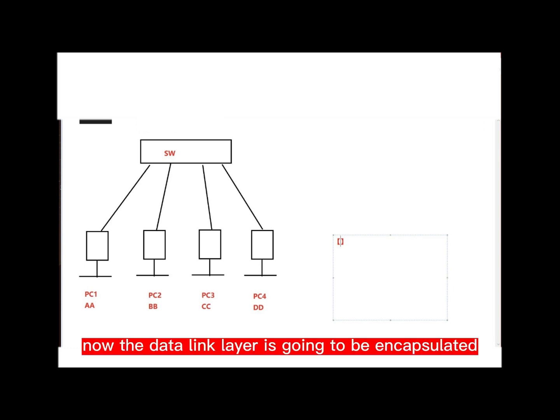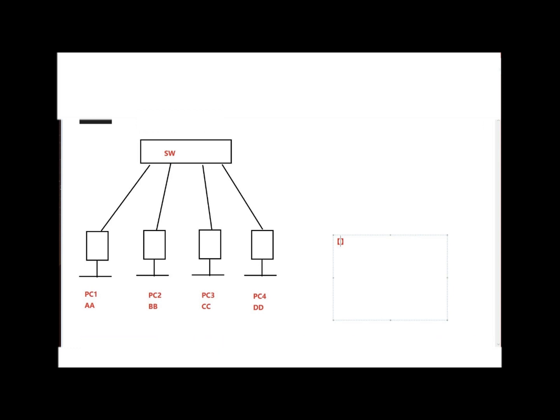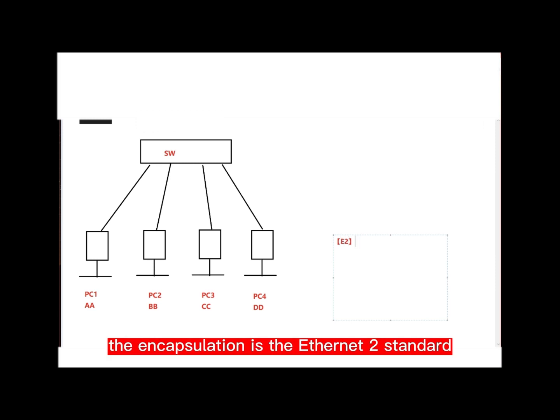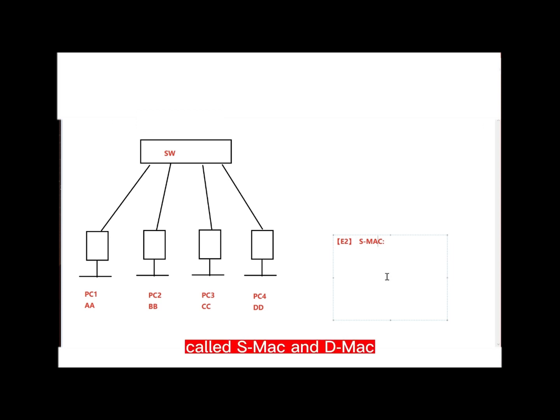Now the data link layer is going to be encapsulated. The encapsulation is the Ethernet 2 standard. It has parameters in it called SMAC and DMAC. Source MAC and destination MAC. Now PC1 is going to visit PC2. Source MAC is AA. The destination MAC is BB.